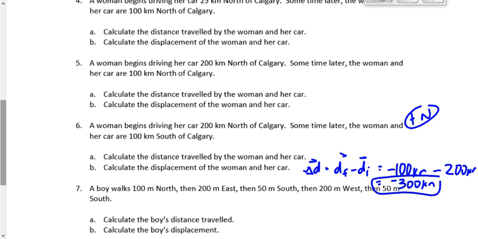Got it? Now the distance traveled here, a little bit trickier. You can recognize here that if I didn't change direction, the number would be the same. Otherwise, it becomes a little bit icky when we start here north of Calgary and end up south of Calgary. Sometimes it's useful to actually draw a little map, almost.